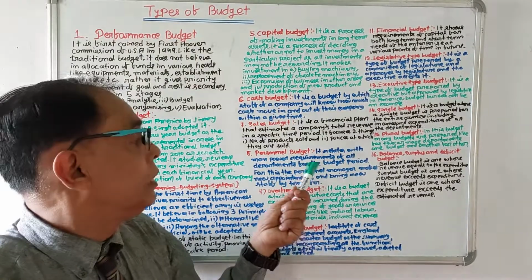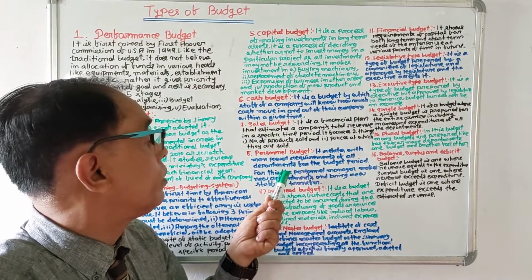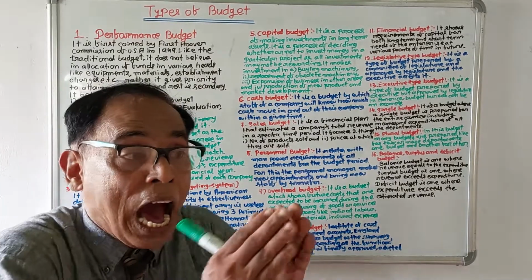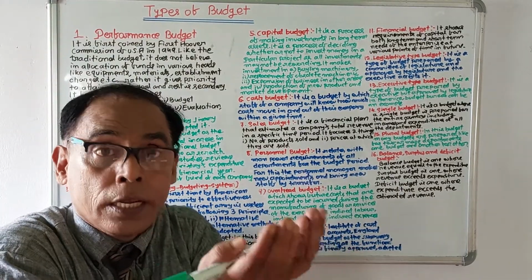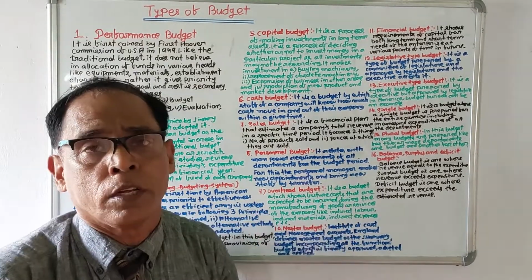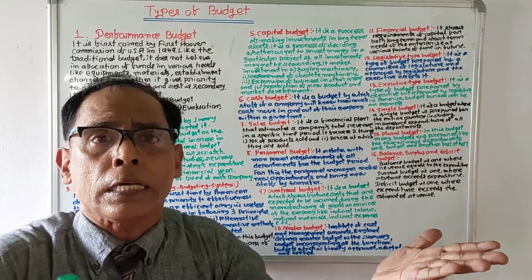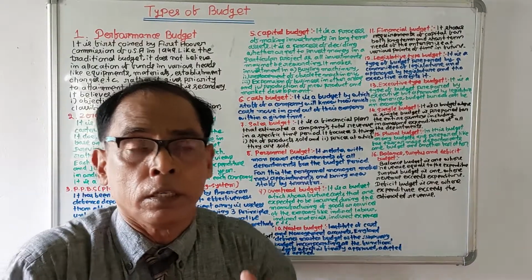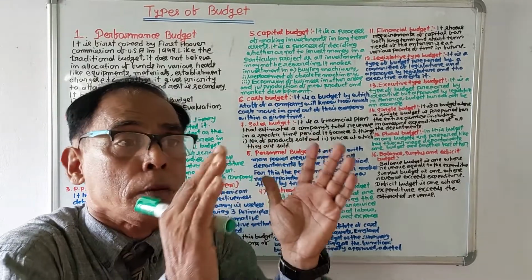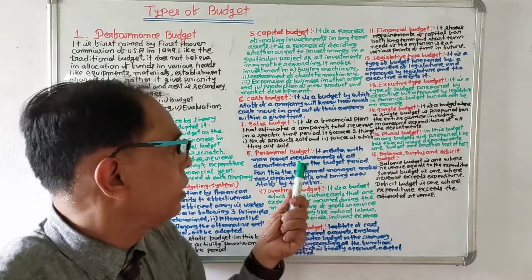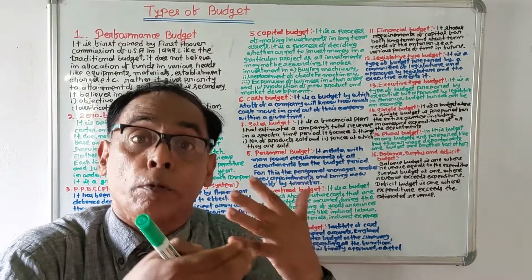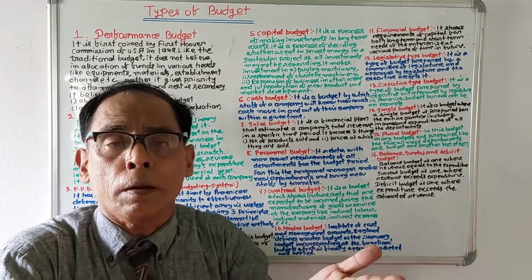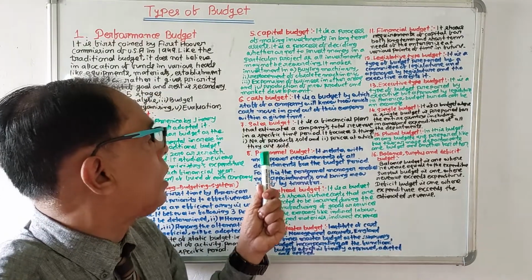Then the personnel budget. It relates to the manpower requirements of all departments for a budget period. It says how much manpower will be required within a budgetary period. On the basis of this, the personnel manager will make new appointments or bring staff on the basis of transfer. This is known as the personnel budget.